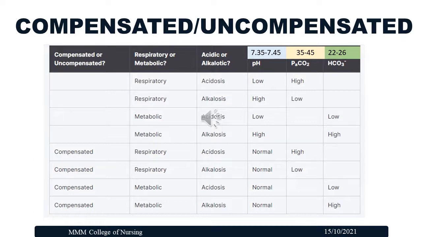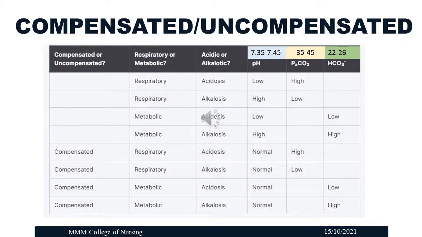Next, we need to know if it is compensated or non-compensated. Compensated is when one organ has compensated for the other organ. The trick we need to keep in mind is, in compensated, the pH gets back to normal, though the other parameters may be abnormal. Now, compensated respiratory acidosis is when the pH is normal and partial pressure of arterial carbon dioxide is above 45. Compensated respiratory alkalosis is when the pH is normal and partial pressure of arterial carbon dioxide is less than 35 mmHg.